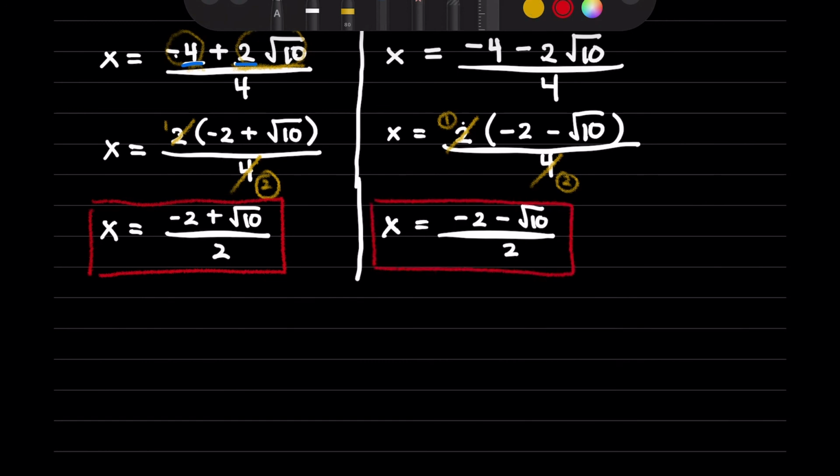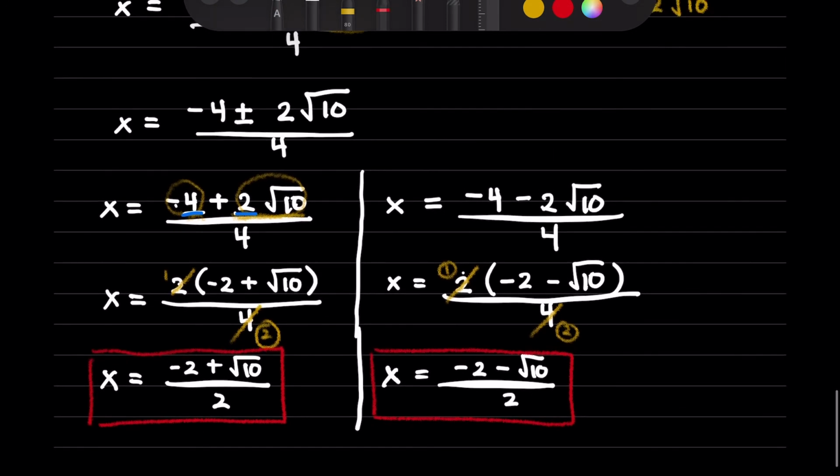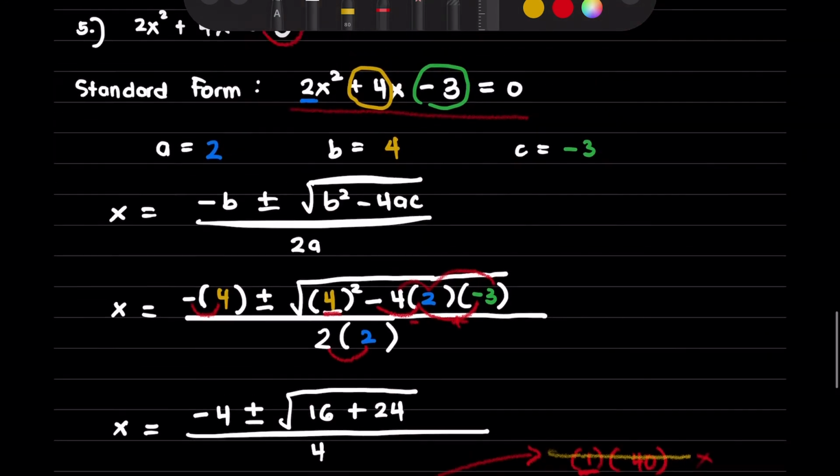So, we have negative 2 plus square root of 10 over 2 and negative 2 minus square root of 10 over 2. So, I hope naintindihan nyo yung sa quadratic formula.